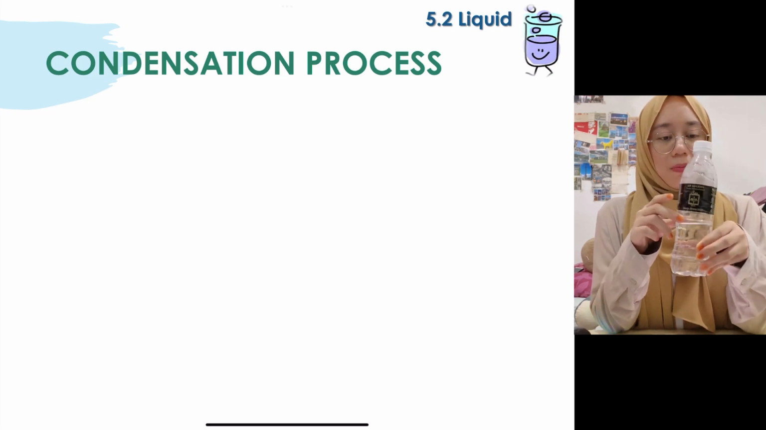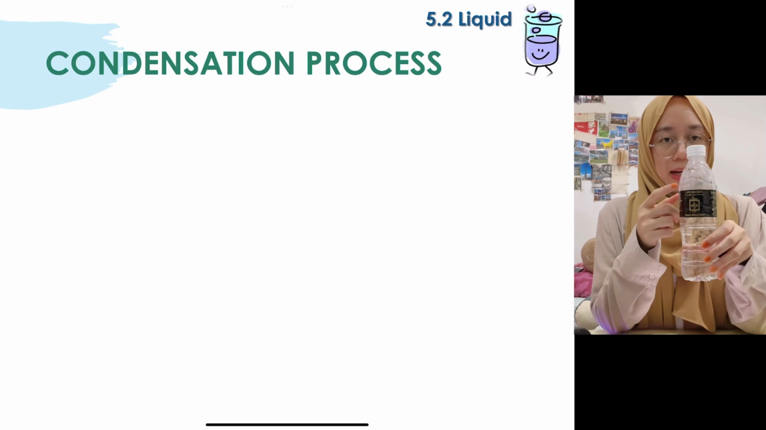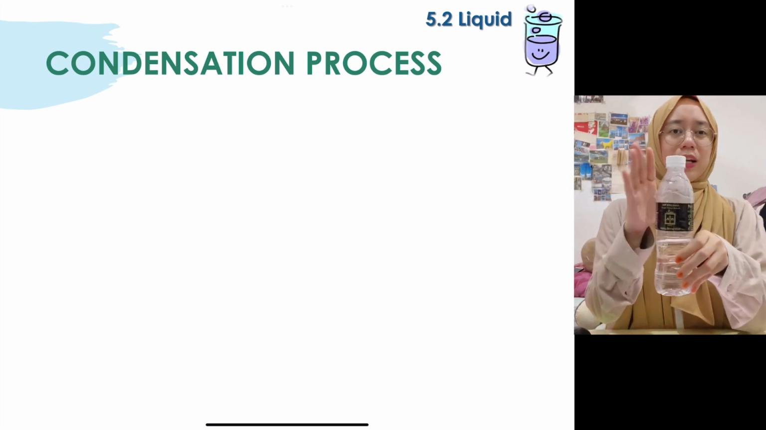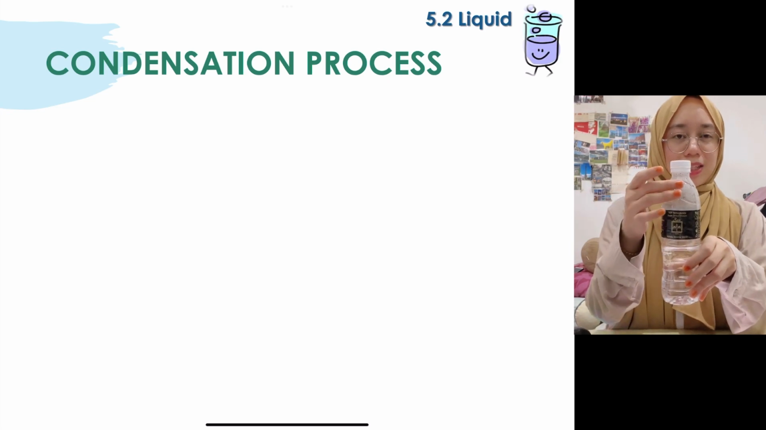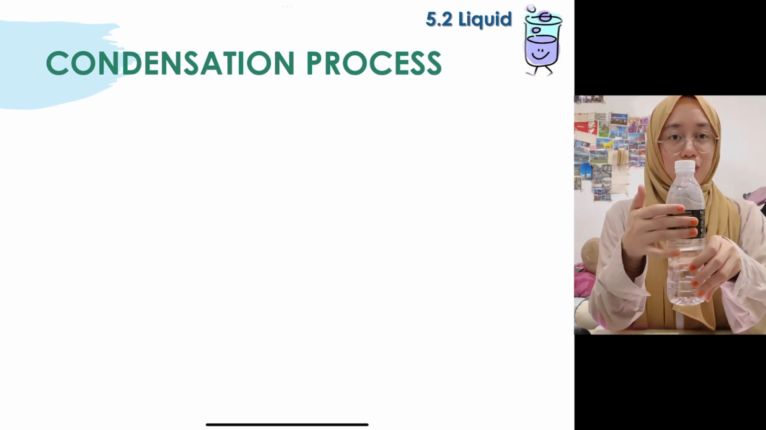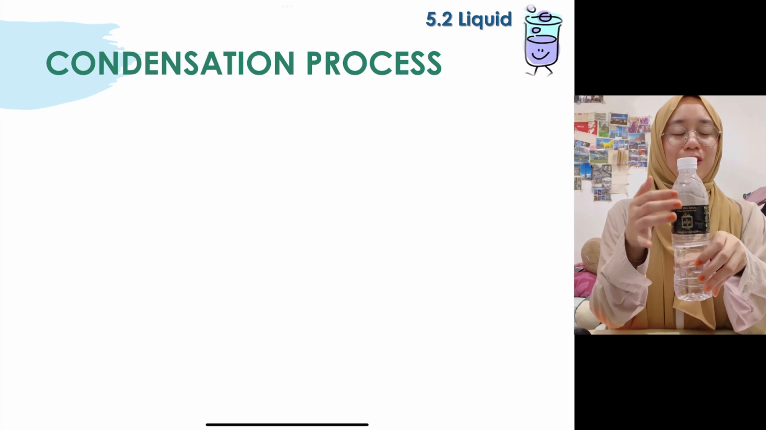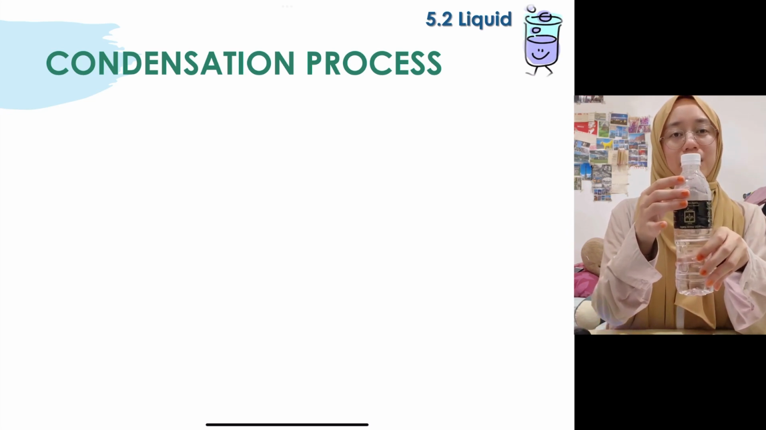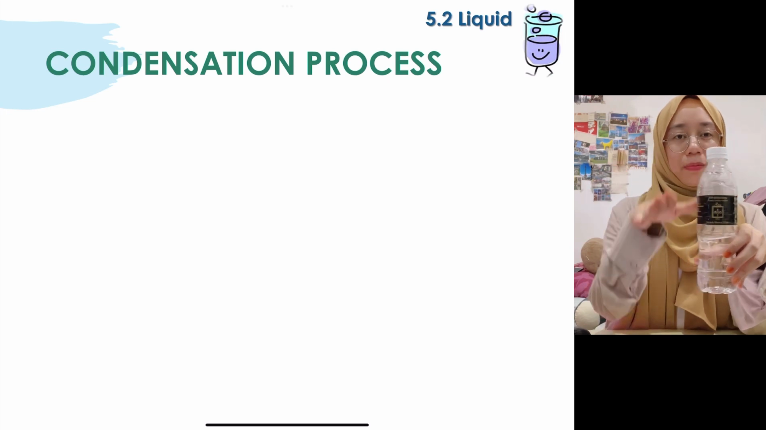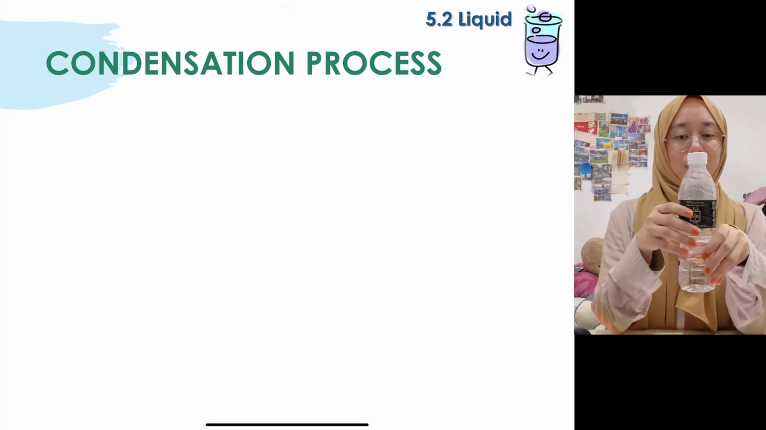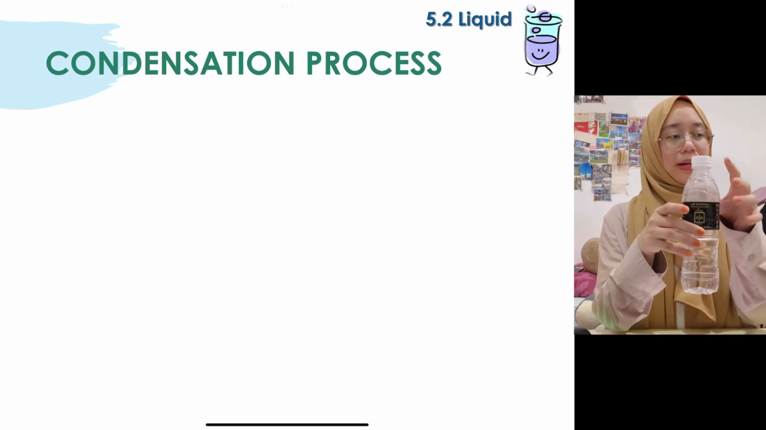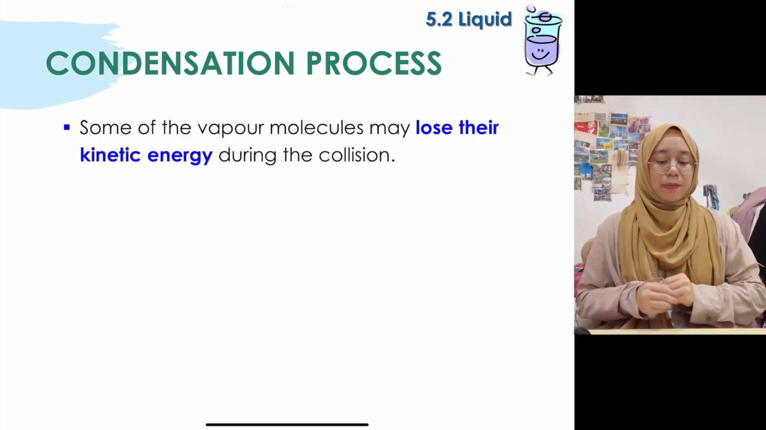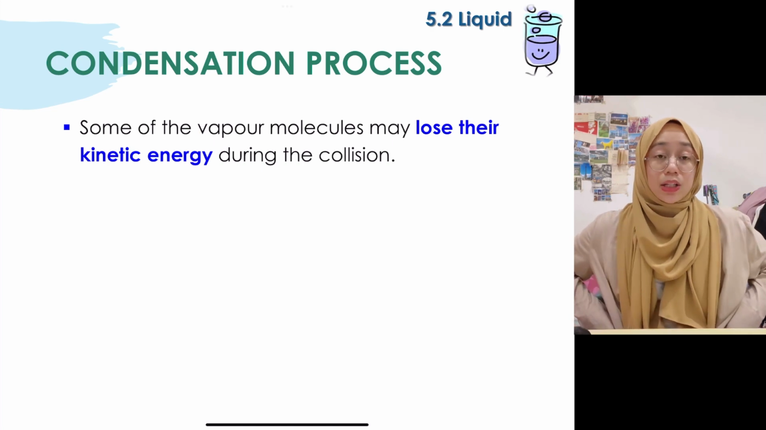Okay, so some of the water vapor bila dia dah lose energy, dia dah kurang kinetic energy dia, nanti kamu perhatilah botol air kamu sendiri, you can see that ada water molecule on the wall of container, right? Okay, so sebenarnya itu adalah the vapor yang dah lose dia punya energy, and then dia turns back to liquid form. Okay, so boleh nampak dia berada dekat dinding tu. So some of the vapor molecules may lose their kinetic energy during collision.